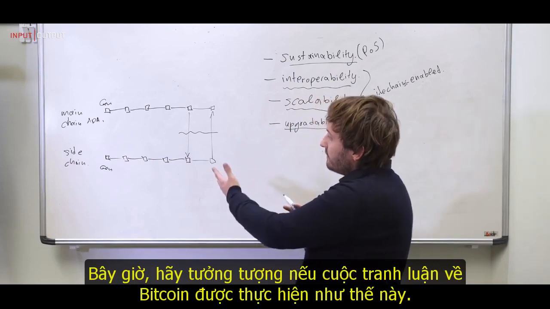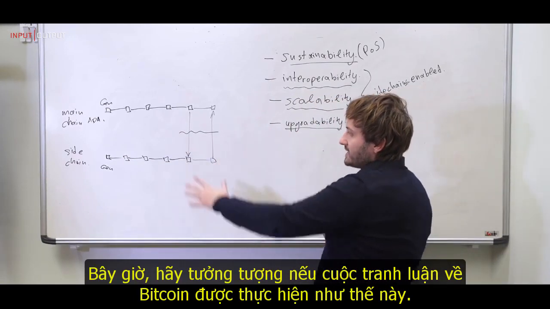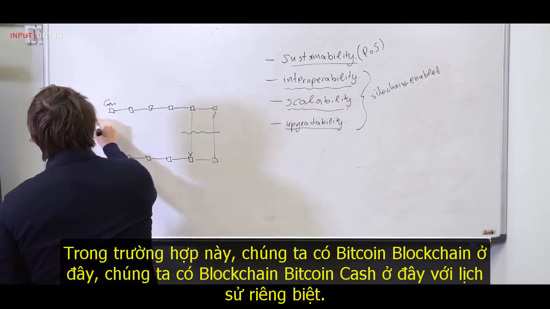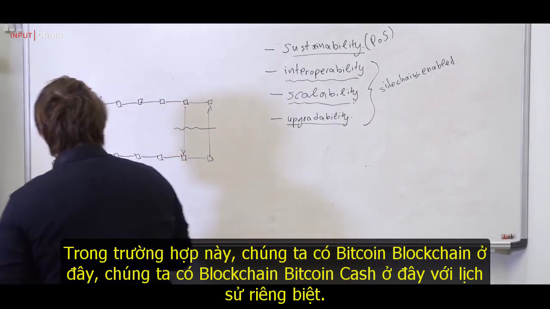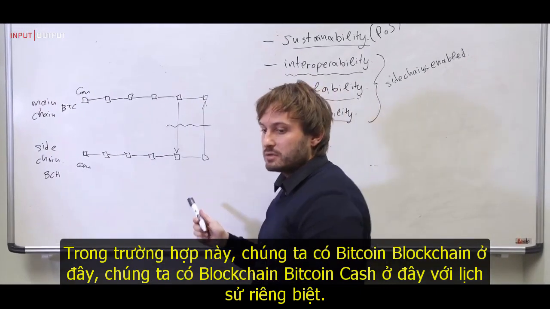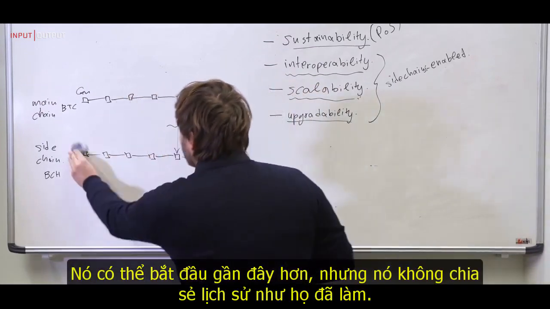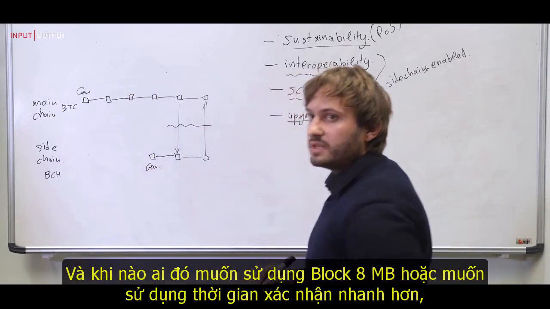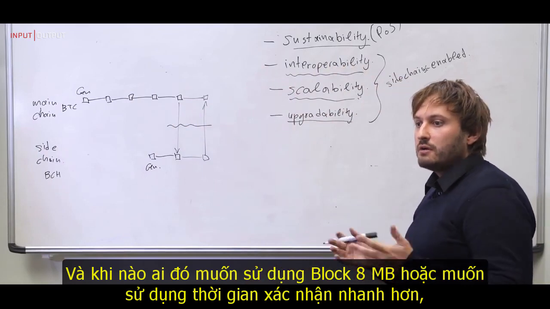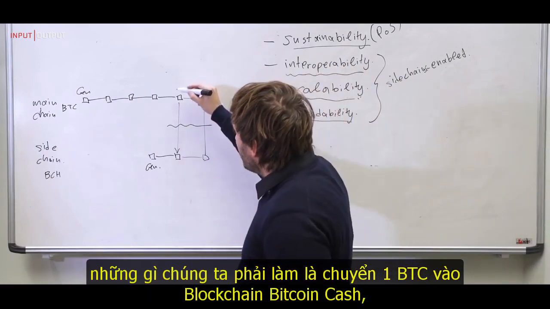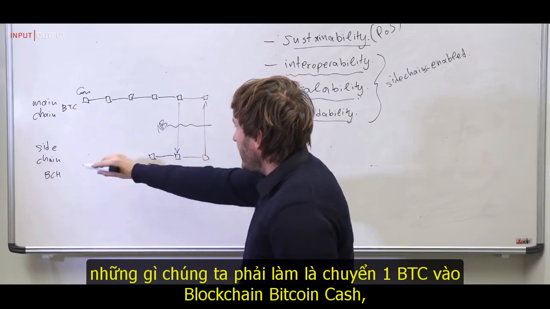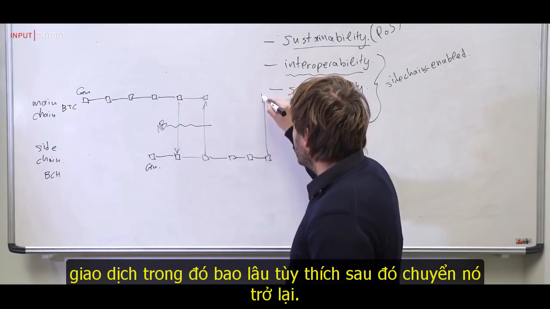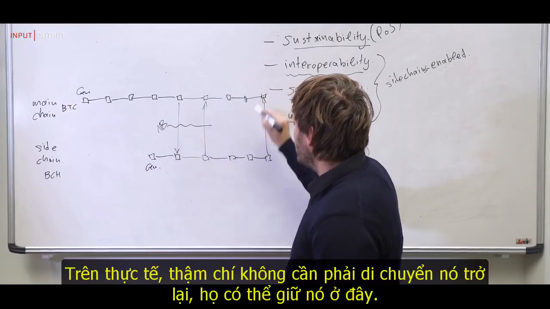Now, imagine if the Bitcoin debate was realized like this. In this case, we could have the Bitcoin blockchain here. We could have a separate Bitcoin Cash blockchain here that has a completely separate history. It starts maybe more recently, but it doesn't share the history like they did. And then whenever somebody wanted to use 8 megabyte blocks, or faster confirmation times, all they had to do was move 1 Bitcoin into the Bitcoin Cash blockchain. They could transact in it for as long as they liked, and then move it back. In fact, they didn't even have to move it back. They could keep it here.